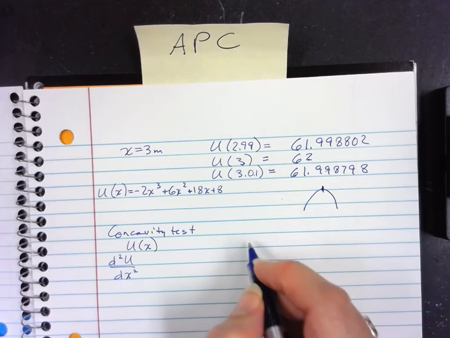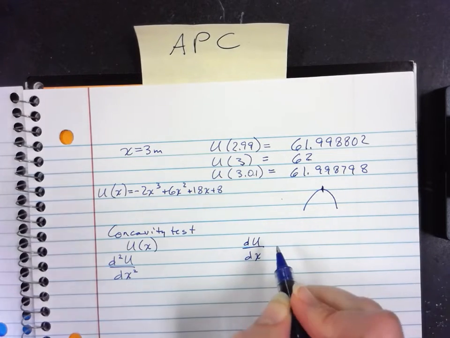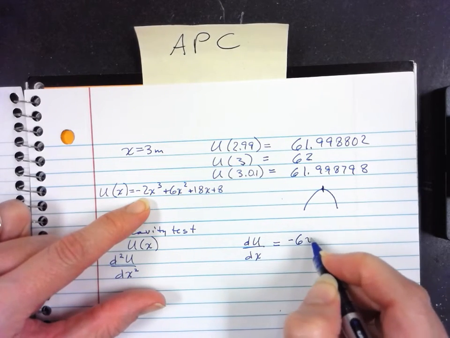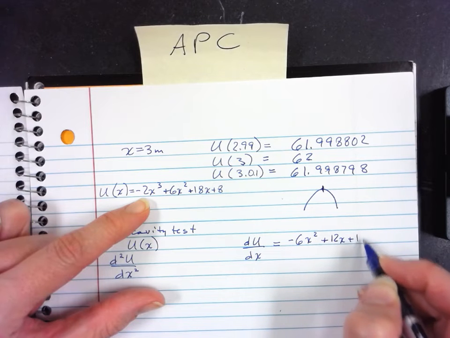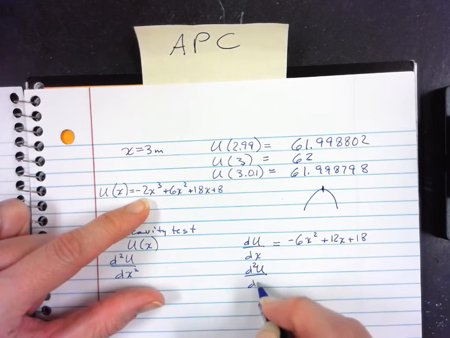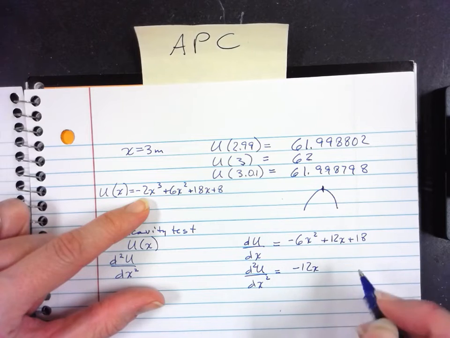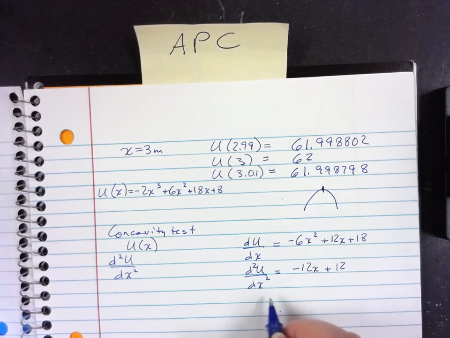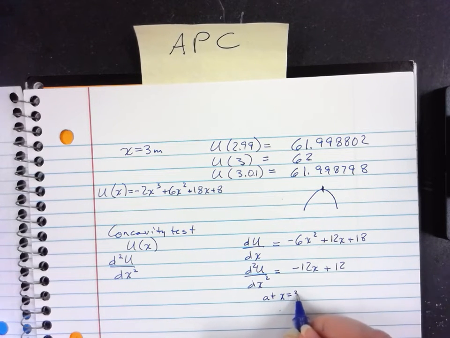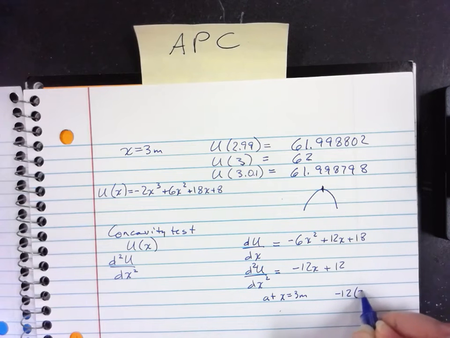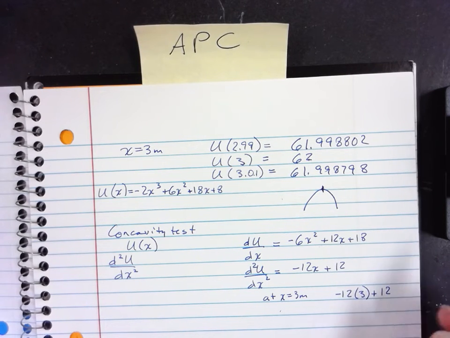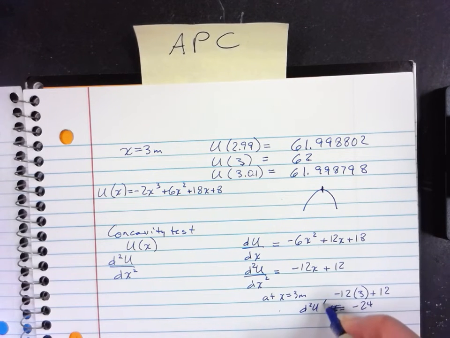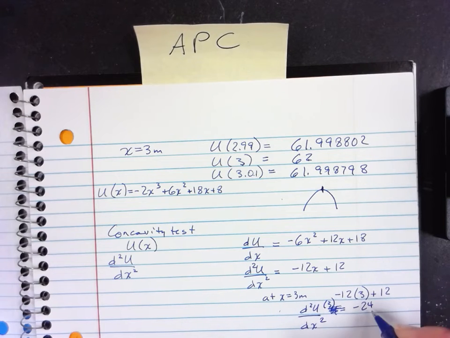So for this function, we do the first derivative, and this is the regular derivative. We're not doing the force function, which is the negative derivative. So the regular derivative of this is negative 6x squared plus 12x plus 18. The second derivative is negative 12x plus 12. So if I plug in my numbers, if I do this at x equals 3 meters, this is negative 12 times 3 plus 12, negative 36 plus 12 is negative 24. So the second derivative of u at 3 is negative 24.